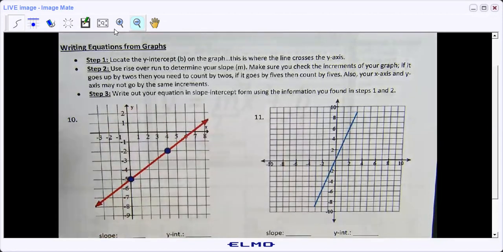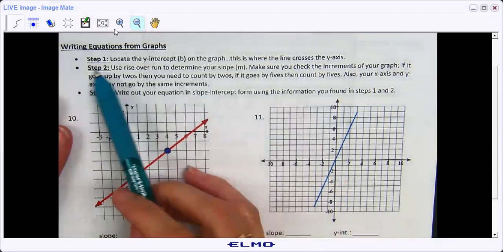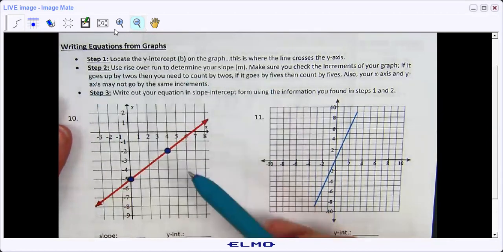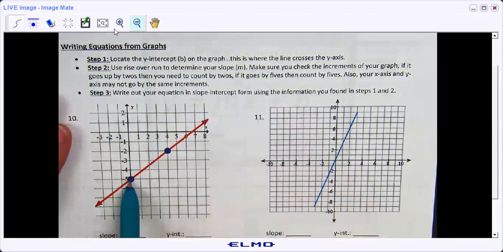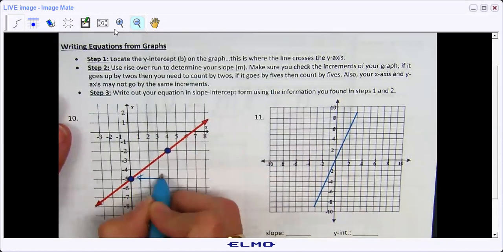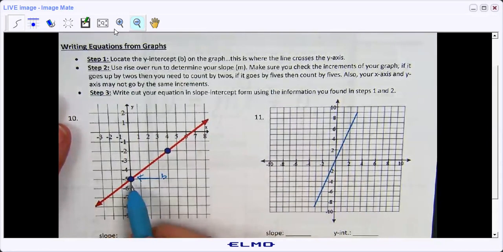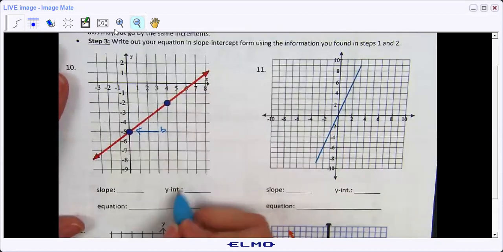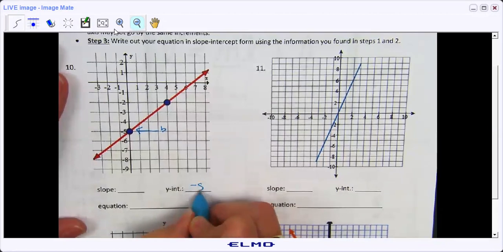So let's look at this. Step 1 says to locate your y-intercept, which is your b. Our y-intercept is right here. That's your b, and it is at -5. So right here where it says y-intercept, we're going to put a -5.